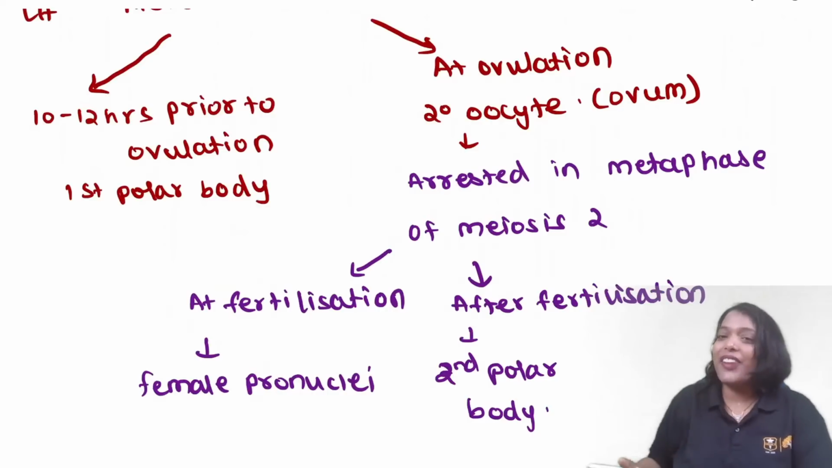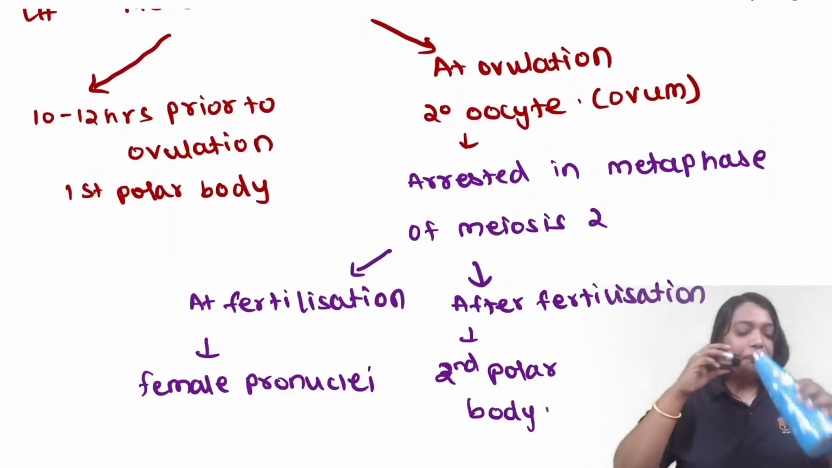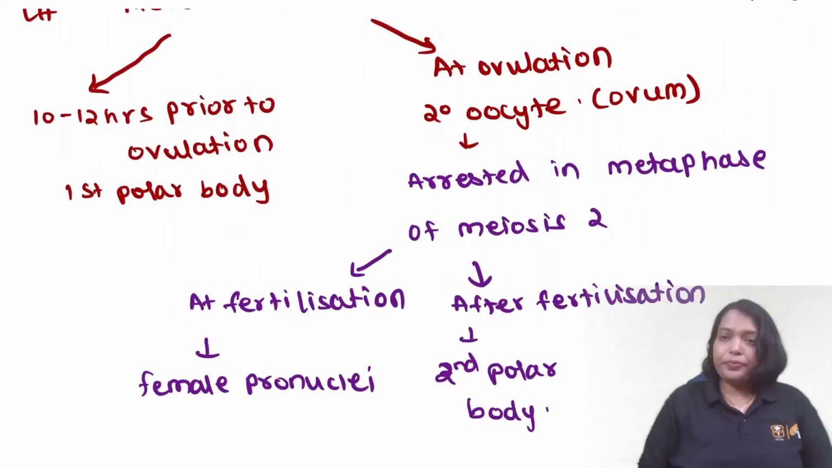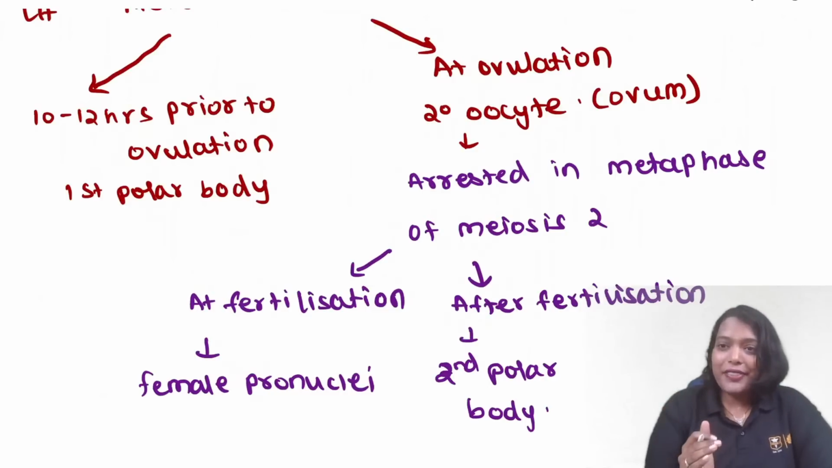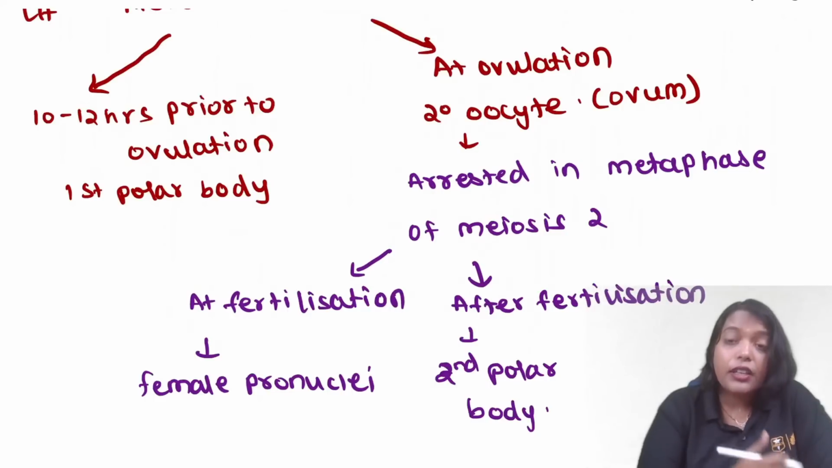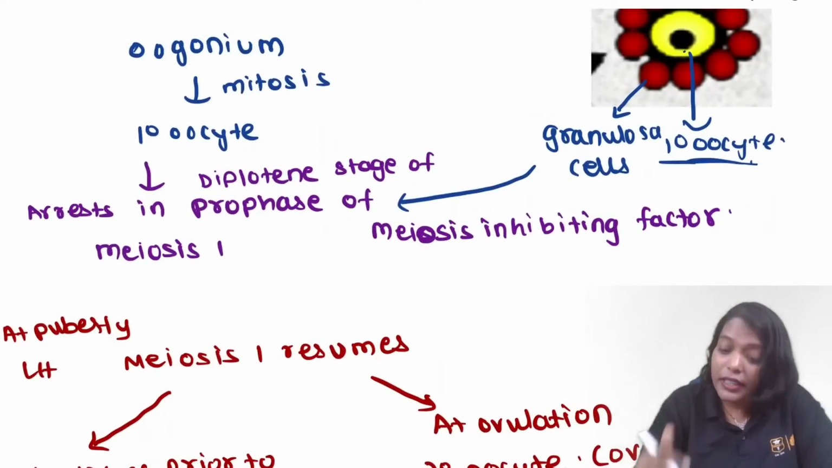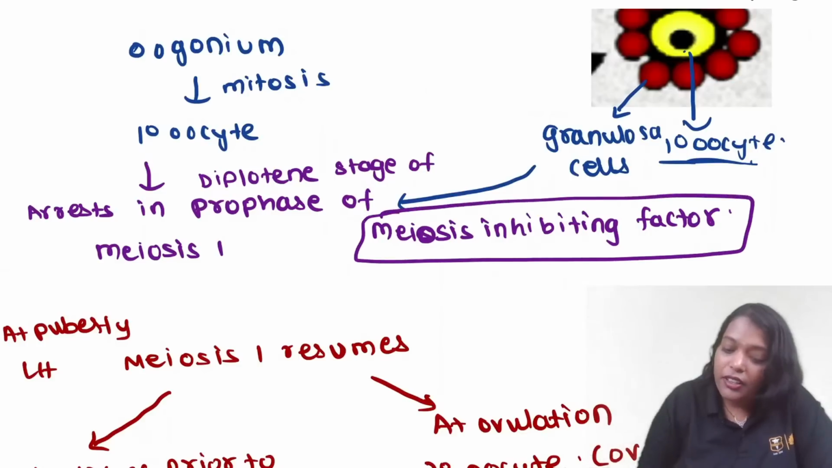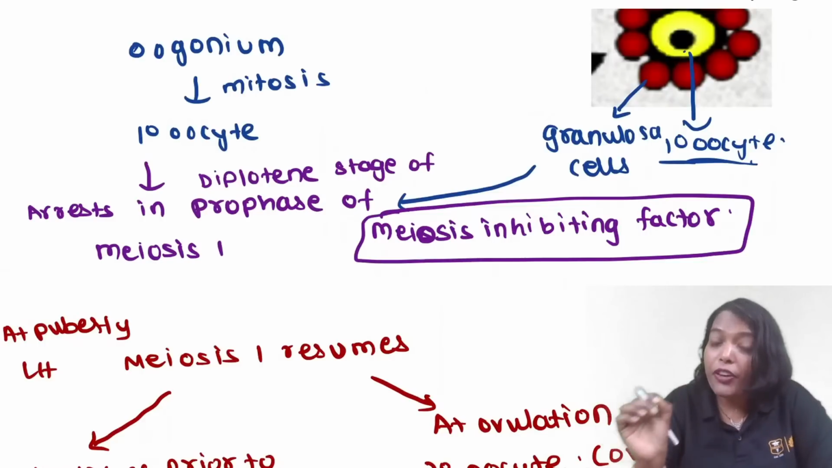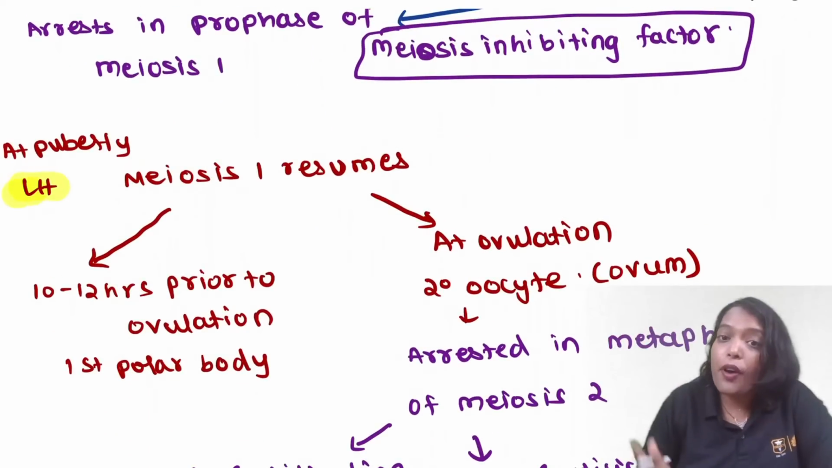So quickly write this. We'll once again revise it so that it registers in our brain. First we have the oogonium. This oogonium will undergo mitosis to form the primary oocyte. Then suddenly, the granulosa cells secrete meiosis inhibiting factor. Because of it, the primary oocyte is arrested in the diplotene stage of prophase of meiosis 1. At puberty, with the help of LH, meiosis 1 will resume. 10 to 12 hours prior to ovulation, the first polar body is released, and at ovulation, the secondary oocyte, that is the ovum, is released.